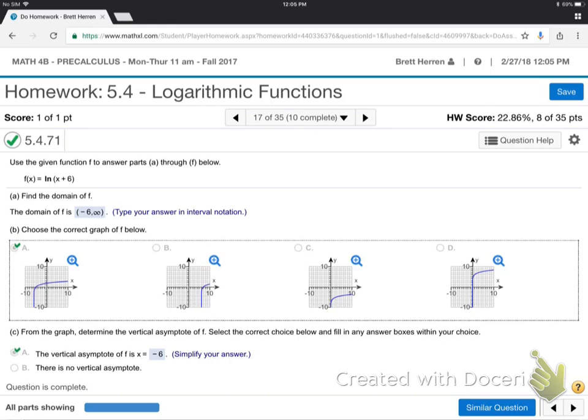All right, so let's do it. So y equals natural log of x plus 6. First thing they want us to do is graph this thing. You can see I've already graphed it. So how would you graph it if you were to do it?